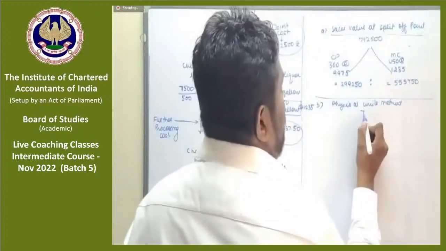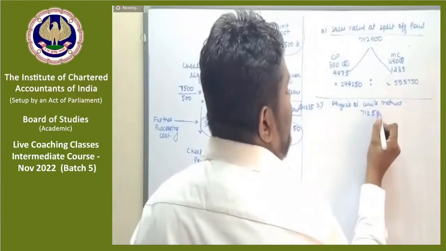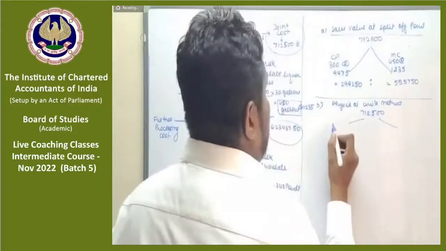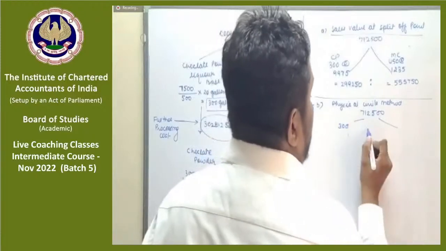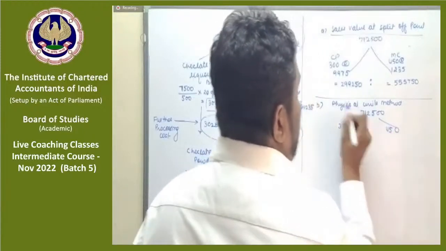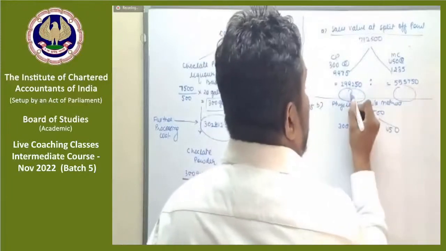That is, the joint cost 7,12,500 will be distributed in the ratio of 300 is to 450. You can calculate the final amount.